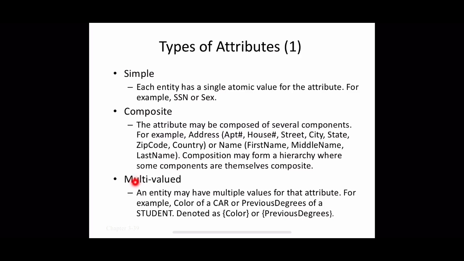And then multi-valued attribute, an attribute which has multiple values. For example, the color of a car can be a combination, right? So blue and red. Or the previous degrees of a student, a set of degrees can be there. So such multi-valued attributes are usually represented using curly braces.